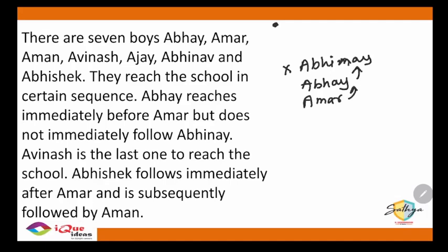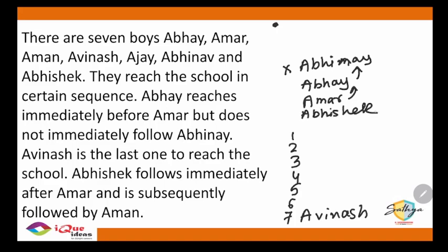Avinash is the last one to reach the school. So among the 7 people, Avinash is definitely the last one to reach. And Abhishek follows immediately after Amar. So wherever Amar is, the next position is Abhishek, subsequently followed by Aman. So Aman has to be immediately after Abhishek. So 4 people in a row: Abhay, Amar, Abhishek and Aman.